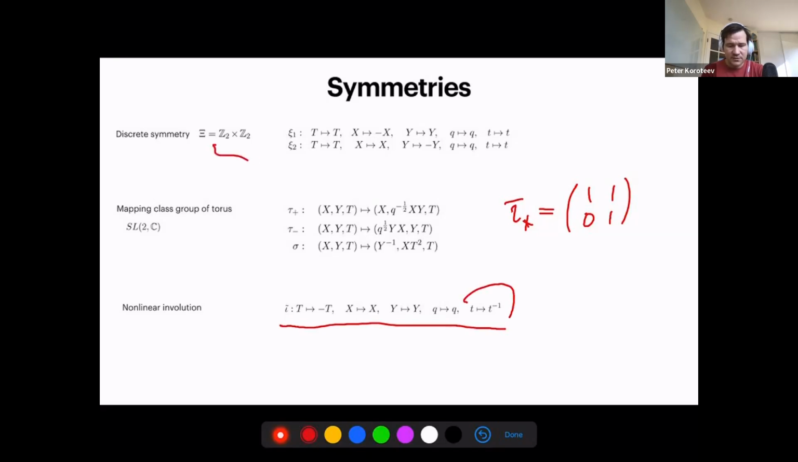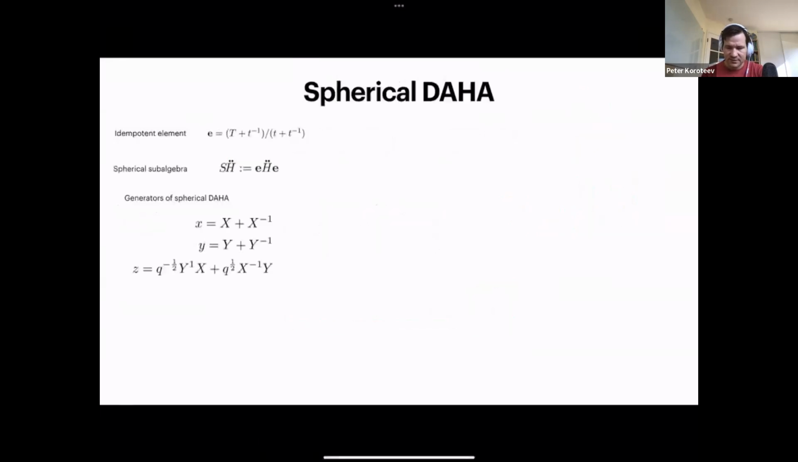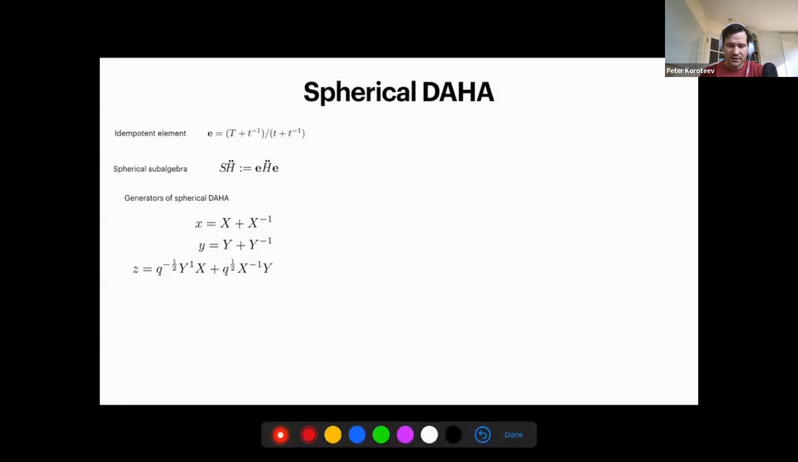Now, you can see here Z2 cross Z2 is also the outer automorphism group of the Dynkin diagram for affine D4, and that of course will be manifested very soon. Now, even what I showed you looks pretty complicated, right? So we would like to make things a little bit simpler, and we'll symmetrize all the polynomial expressions in X and Y. So instead of a full DAHA, we'll consider the spherical subalgebra. For this spherical DAHA, we can show that this element E is idempotent, right? So it squares to itself.